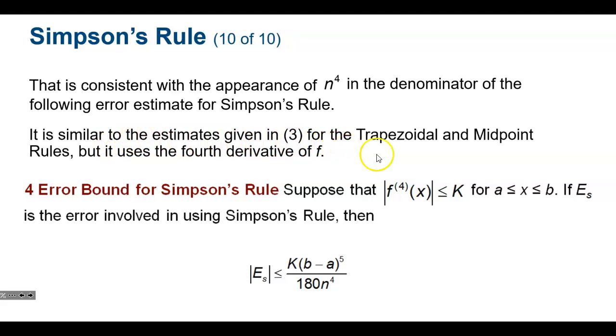It is similar to the estimates given in 3 for the trapezoidal and midpoint rules, but it uses the fourth derivative of f. Now, for the error bound for Simpson's rule, you would suppose that the fourth derivative of f of x is less than or equal to K, again when x is in between a and b. So if E sub S is the error involved in using Simpson's rule, then the following formula applies.